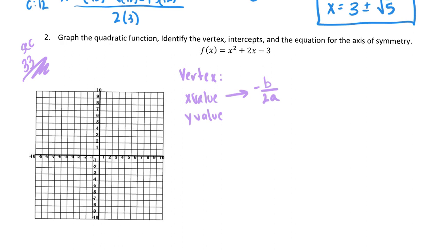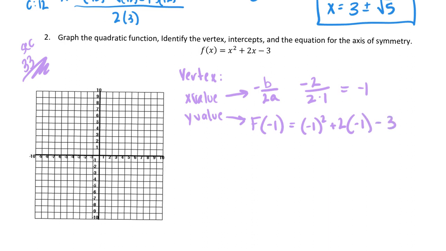So the x value of the vertex, we're going to take this negative b, so negative 2 over 2 times our 1. That gives us negative 1. So that's the x value of our vertex. And then to find the y value of the vertex, you take the x value that you found and you plug it into the equation. Because to find a point on a graph, when you have the x value, to find the y value, you just plug into the equation. So we've got 1 minus 2 minus 3 gives us negative 4. So our vertex is negative 1, negative 4.